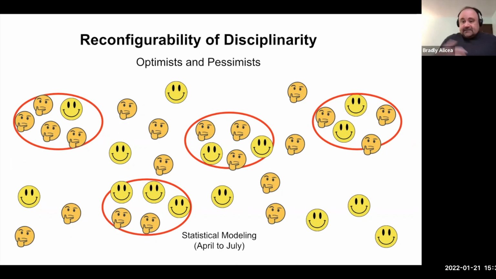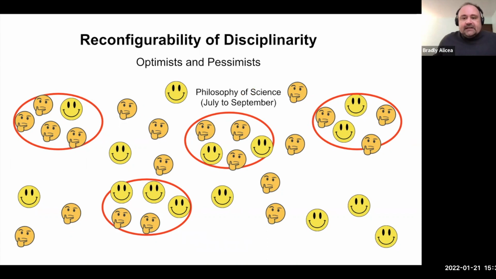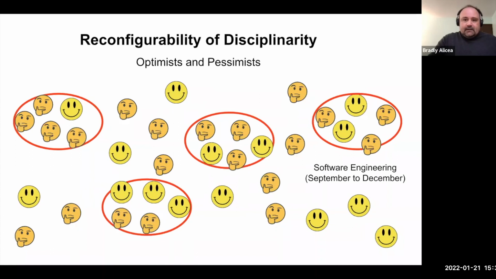Then we flip to statistical modeling, and we see that we have a new set of groupings for different contributors. Then we move to philosophy of science. Now, this is a very different skill set. This is July to September. And so now we have a different set of contributors. And then finally, we have software engineers, and this goes on from September to December. And of course, we have a different set of contributors there.